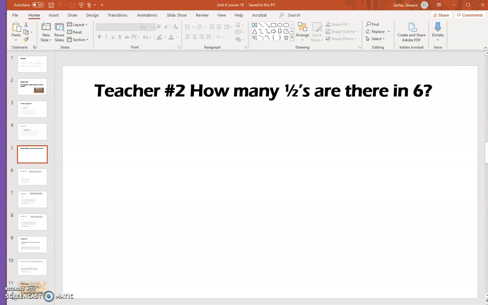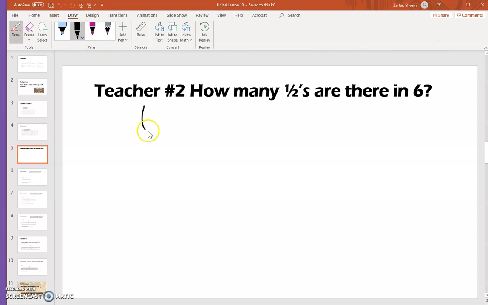Question number 1 that I'm going to do for you is we're going to figure out how many 1/2s are there in 6. So as a division sentence, this would be 6 divided by 1/2. To do this, I'm going to diagram and divide that way.